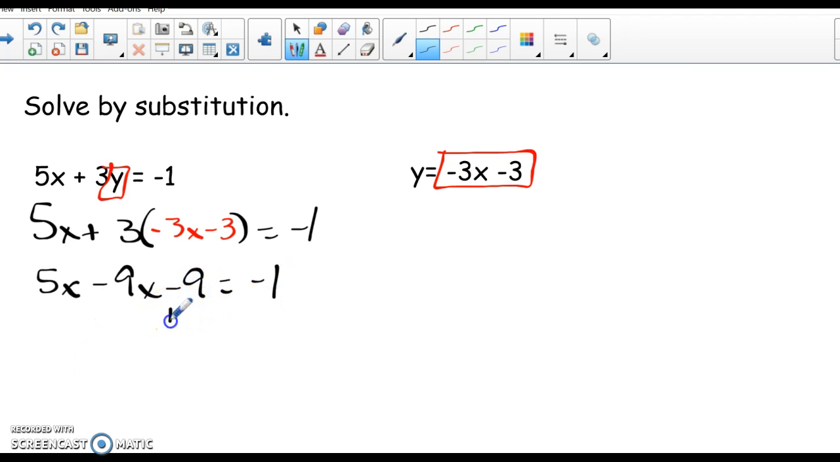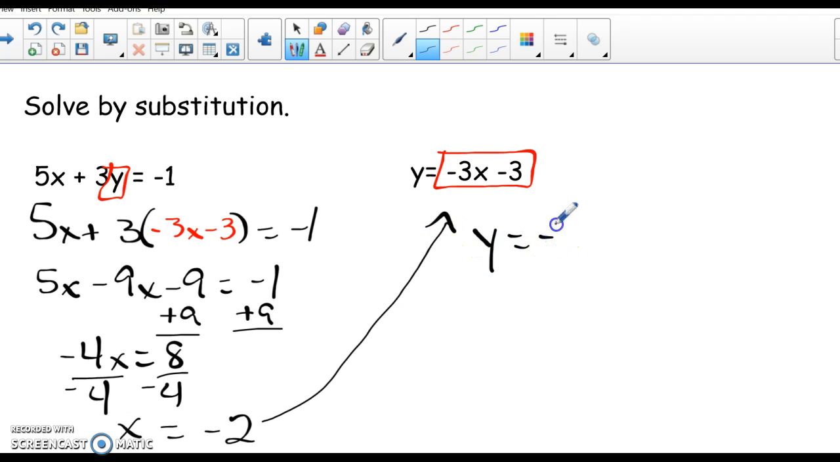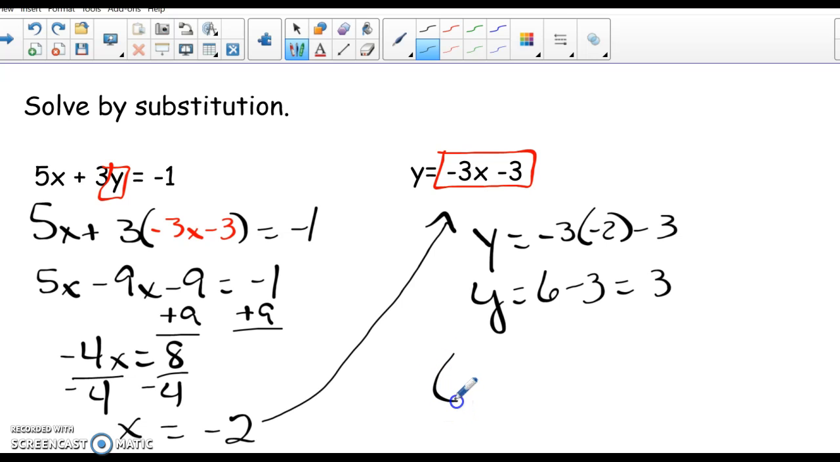I'm going to add 9 to both sides. So I get -4x is equal to 8. Divide by -4. I get x is equal to -2. I go right back up here, and in this equation, everywhere I have an x, I'm going to put a -2. This gives me a positive 6 minus 3, which is 3. Always write your solutions as an ordered pair, (-2, 3).